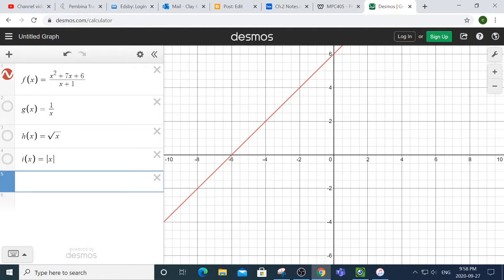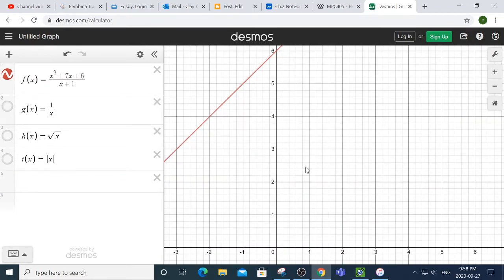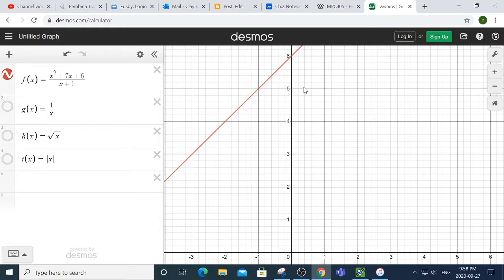Notice that an x squared divided by an x leaves you with a linear function, especially since this x plus 1 is a factor of x squared plus 7x plus 6. And as I approach, let me just zoom in on it a bit. There we go. As I approach x is -1, you can see that I'm getting closer and closer to 5: 5.3, 5.2, 5.1. But when I actually get on that point of x is -1, I get undefined.